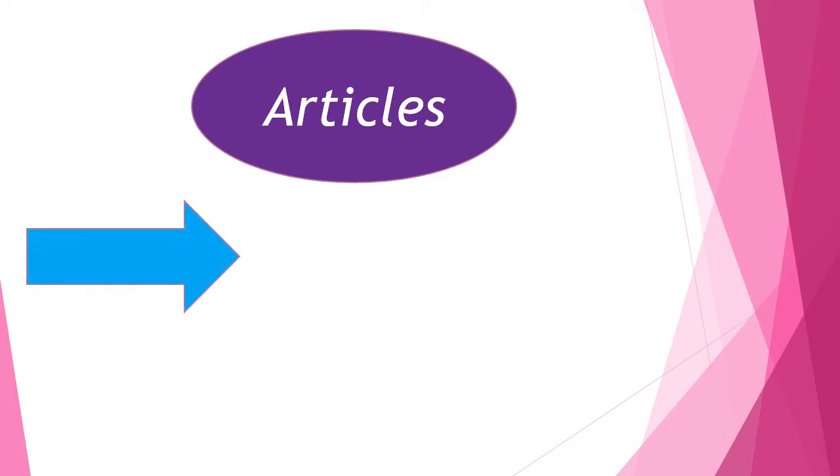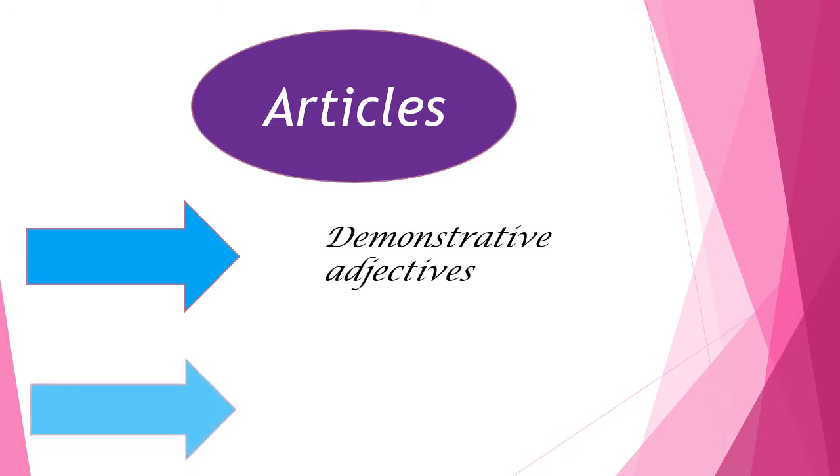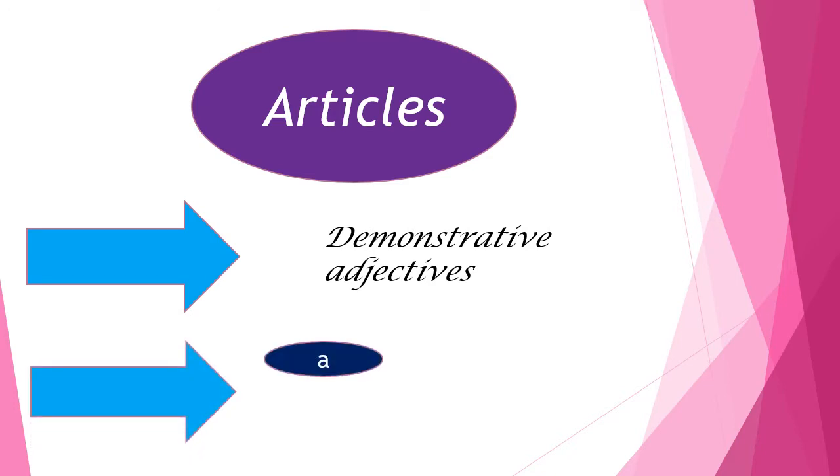Friends, articles are also known as demonstrative adjectives. Demonstrative adjectives point out which person or thing is meant, and articles do exactly the same. We all know that there are three articles: a, an, and the. But friends, if we have to classify articles, we can classify them into two categories. The first category belongs to a or an, and the second category belongs to the.